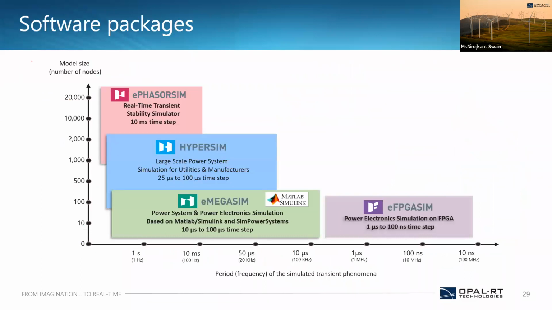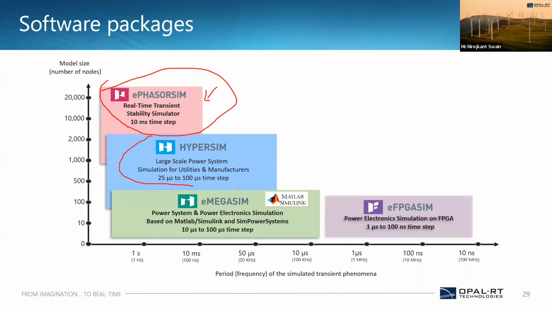And these are our different software packages. First is ePhasorSIM. It's only for power systems, for validating a large number of IEEE buses that run at some milliseconds. Like we are validating our 17,000 IEEE buses using this ePhasorSIM.